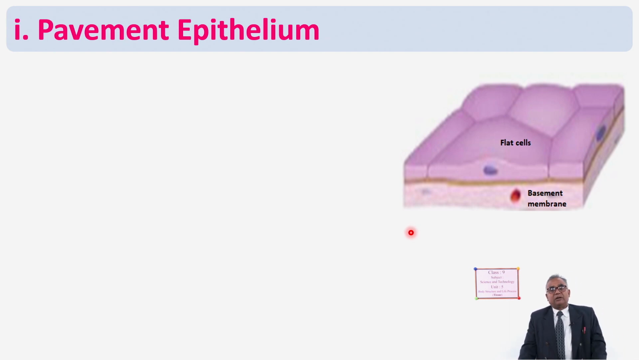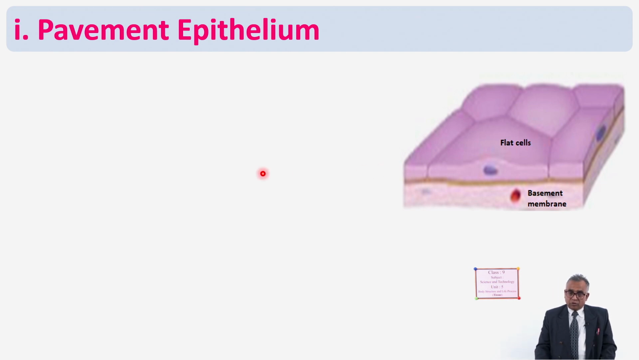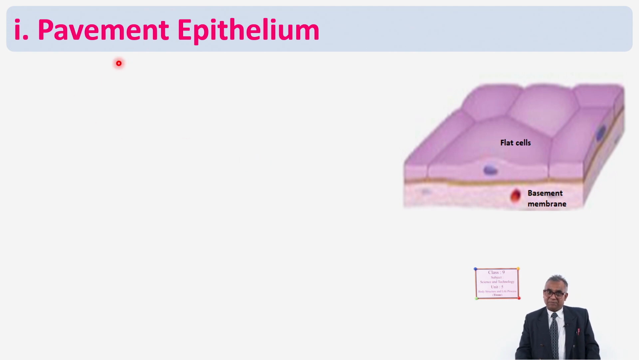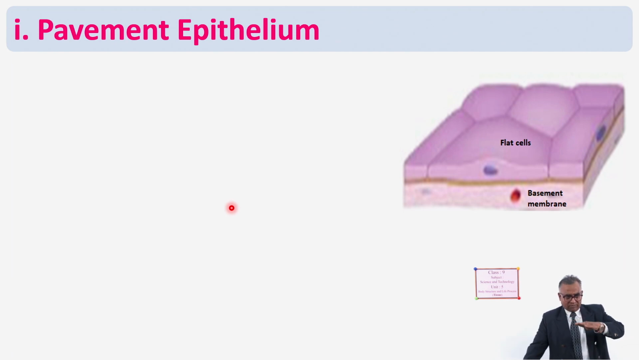Yeah, inside our rooms also, inside passages, you have seen. So like that, these flat cells are arranged. And another thing, here, there is no gap in between the cells. That is, intercellular space is absent.